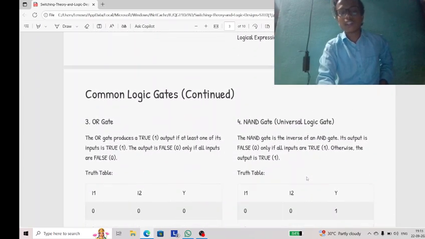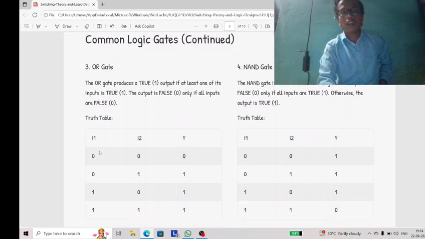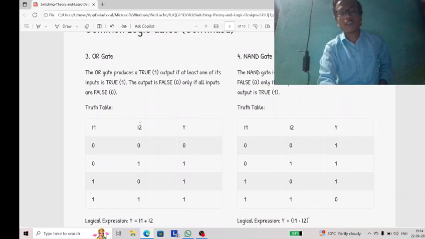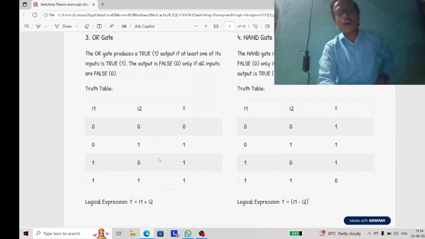The third common logic gate is the OR gate. The OR gate produces a true, 1, output if at least one of its inputs is true, 1. If all inputs are false, the output is false, 0. Here the true condition means 1 and the false condition is 0. Here also we have two inputs, I1 and I2, and one output y. The symbolic expression for the OR gate is y equal to I1 plus I2.